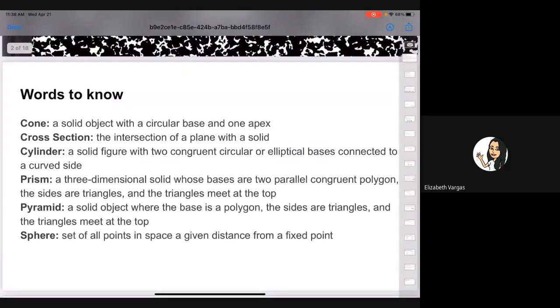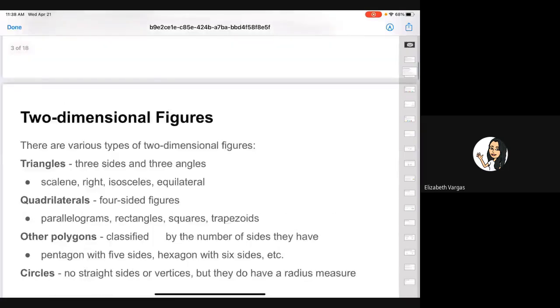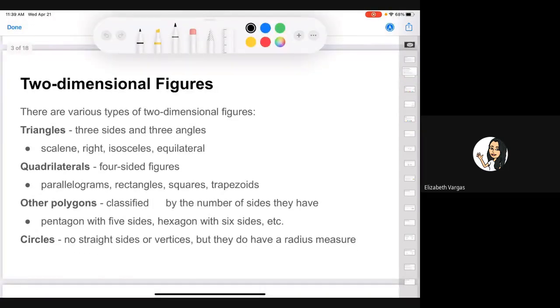Here are the different terms we're going to look at today. So let's go ahead and begin. We looked at a variety of two-dimensional figures. We looked at triangles, quadrilaterals, polygons, and circles. All these things we've looked at so far.